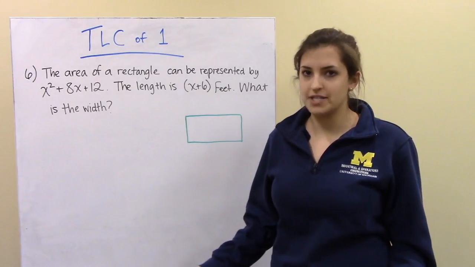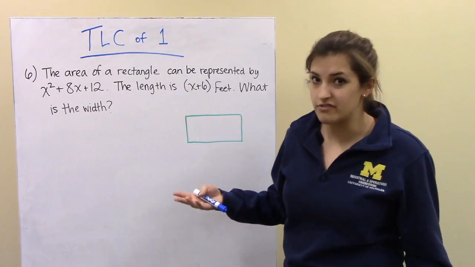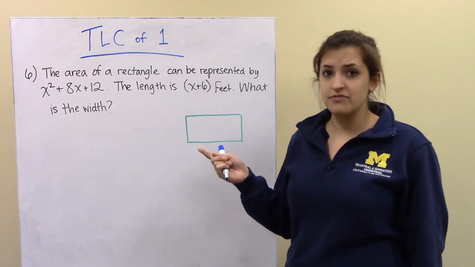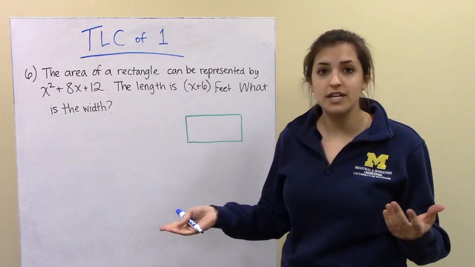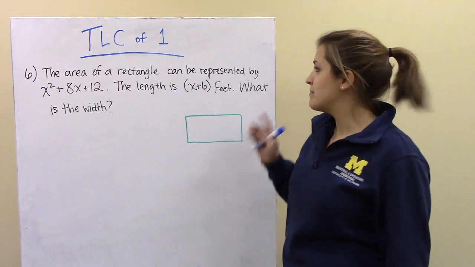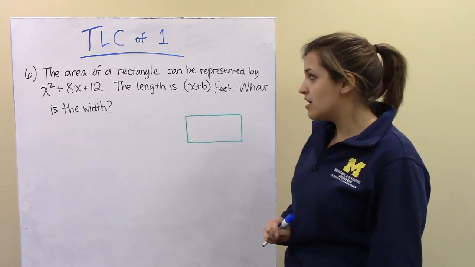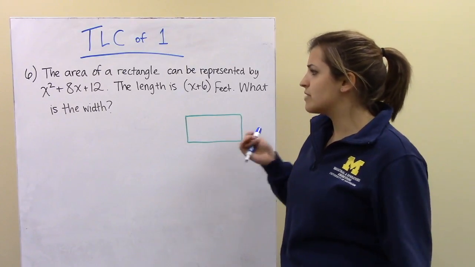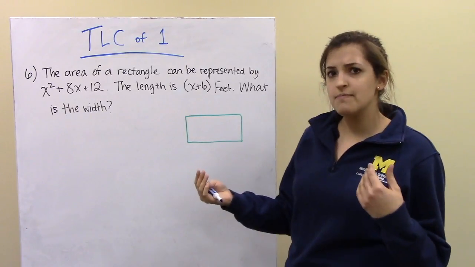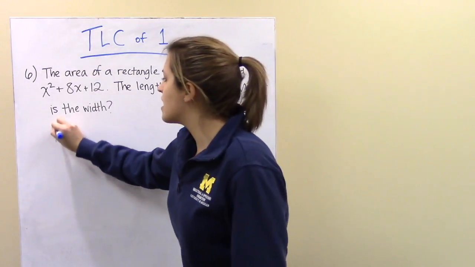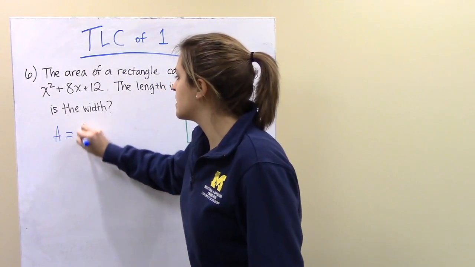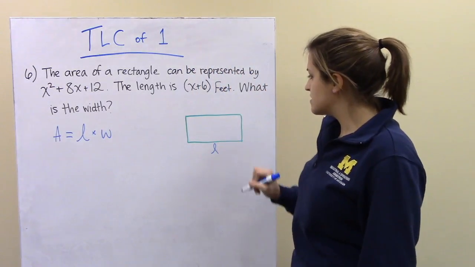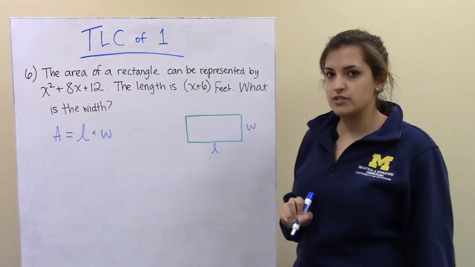What do we know about rectangles? What do we know about the area of rectangles, to be specific? I drew a rectangle for myself just because I like to visualize things. I recommend it. Makes word problems a lot easier. So if I visualize a rectangle and I'm trying to figure out the length and the width and the area, I can remember that area equals length times width. And my length is this, and my width is this dimension.